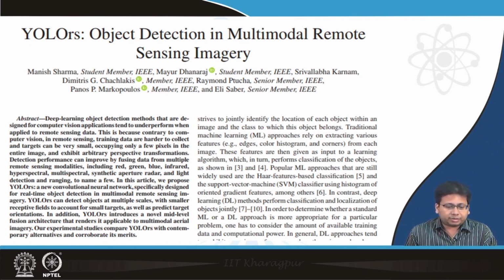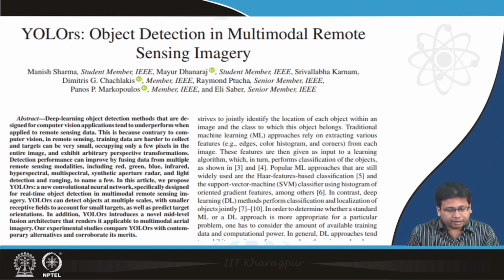Deep learning object detection methods that are designed for computer vision applications tend to underperform when applied to remote sensing data. This is because, contrary to computer vision, in remote sensing, training data are harder to collect and targets can be very small, occupying only a few pixels in the entire image and exhibit arbitrary perspective transformations. Detection performance can improve by fusing data from multiple remote sensing modalities including red, green, blue, infrared, hyperspectral, multispectral, synthetic aperture radar and light detection and ranging, to name a few.